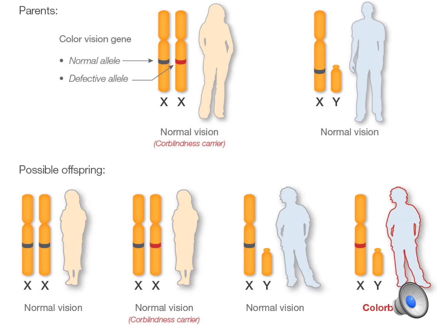Here you can see the results of that cross illustrated with the silhouettes of 4 adorable little children, both daughters having normal vision, one being a carrier because she's heterozygous, and then 2 sons, one of which is colorblind. Okay?